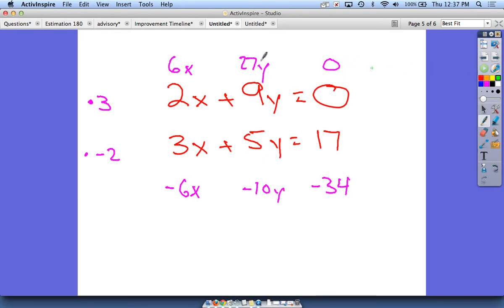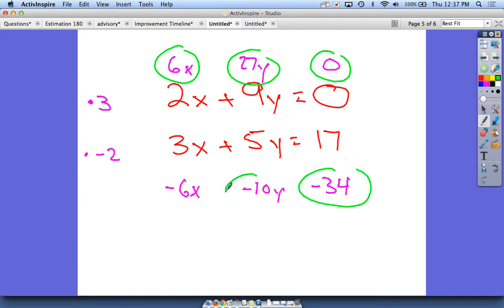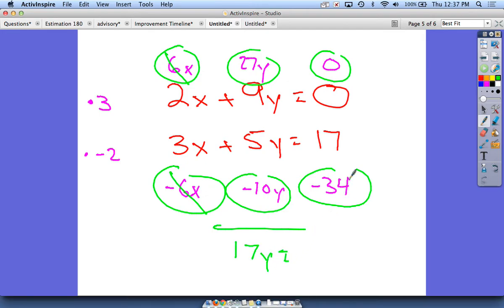So now the numbers we're looking at are these 3 and these 3. These will cancel out because it's 6 and -6. If I put 27y and -10y together, I get 17y equals, and then 0 and -34 is just -34, and 17 times -2 is -34. So I'll start my coordinate here, x, y, -2.